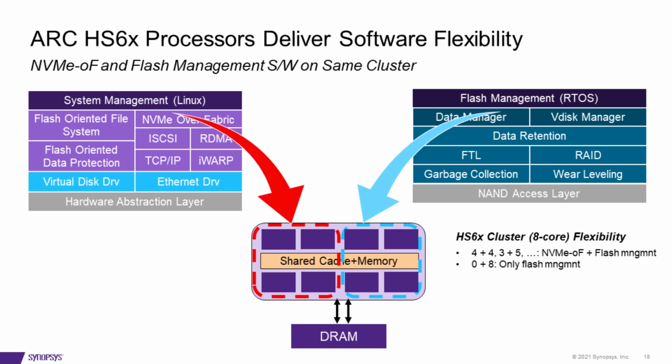In this example, you could create a 4 and 4, where I have an 8-core implementation of the cluster and I've allocated 4 cores for each portion of the application. Or, if you have up to 12 cores, you can bias it however you need based on the performance requirements. Or you could dial it all the way back to where all 8 cores are used just for flash management, going back to a more traditional SSD implementation in a simpler architecture.